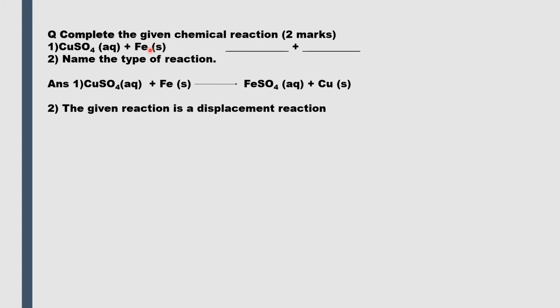This is an activity based question for 2 marks based on displacement reaction. The question given is, complete the given chemical reaction CuSO4 plus Fe. So if we complete the reaction, we get CuSO4 plus Fe will give you FeSO4 plus Cu, that is a more reactive iron displaces a less reactive copper from copper sulfate solution to form ferrous sulfate and reddish brown copper. And write the name of chemical reaction. The given reaction is a displacement reaction.